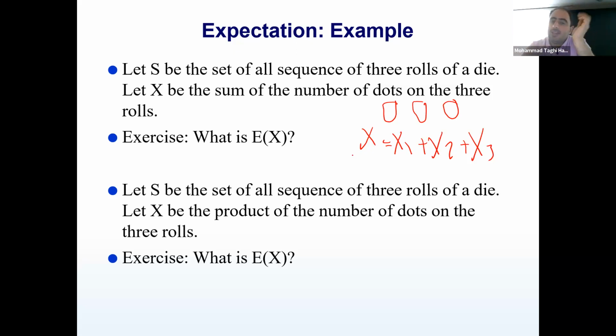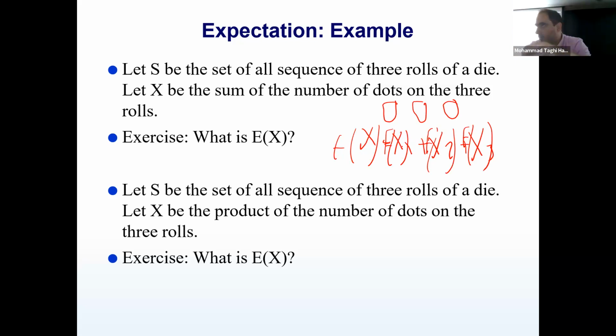So then I can use the linearity of expectation to write E of this is equal to E of this plus E of this plus E of this. Here I'm using the fact that X1, X2, and X3 are the same events, so the expectation of X1, X2, and X3 would be the same. So that would be 3 times the expectation of X1.